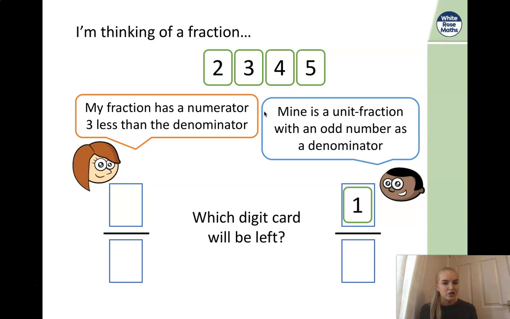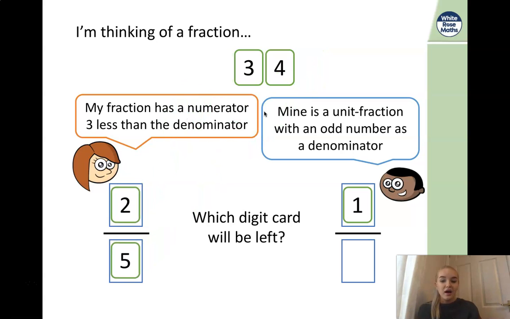So let's move on to the fraction on the left. Now, this girl says, my fraction has a numerator 3 less than the denominator. What 2 numbers have a difference of 3? Is the difference between 3 and 4 3? No, the difference is 1. Is the difference between 2 and 4 3? No, that's 2. 2 and 5 have a difference of 3. To get from 2 to 5, you have to jump 1, 2, 3. Now, we can use these digit cards to fill in her fraction because her numerator, number 2, is 3 less than the denominator, which is 5.